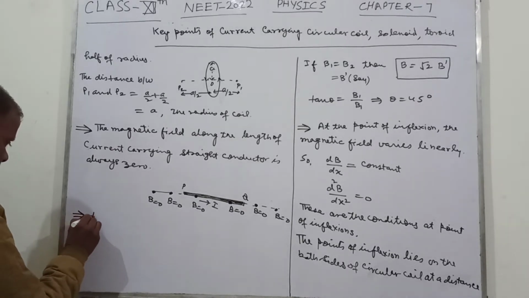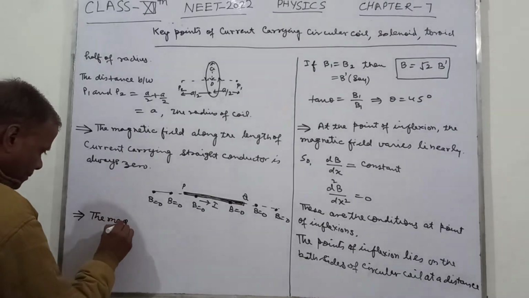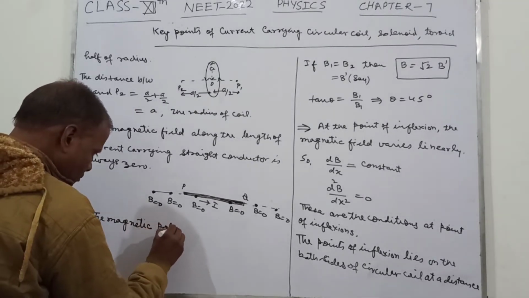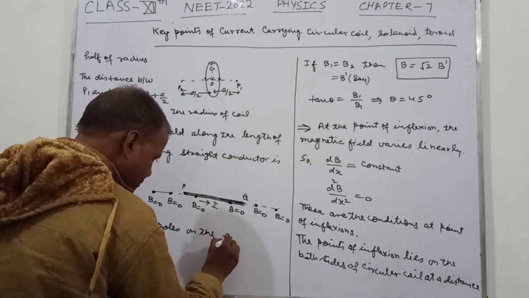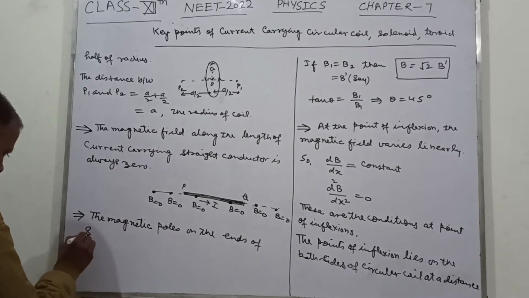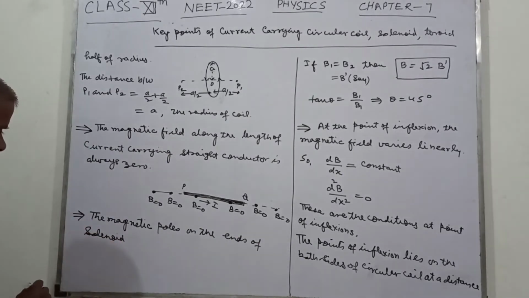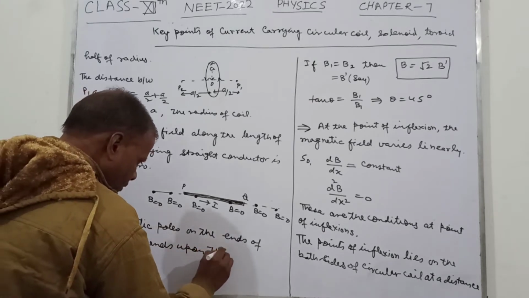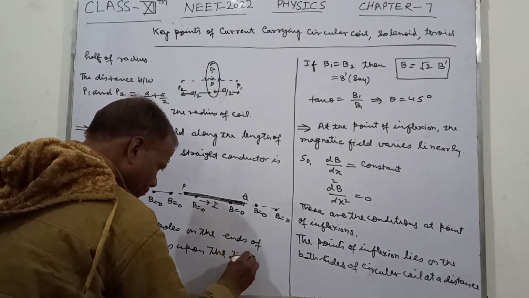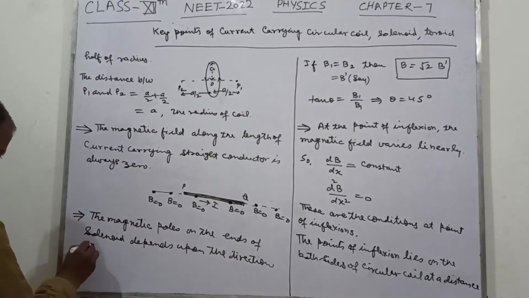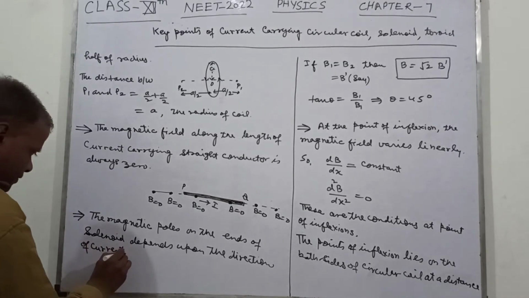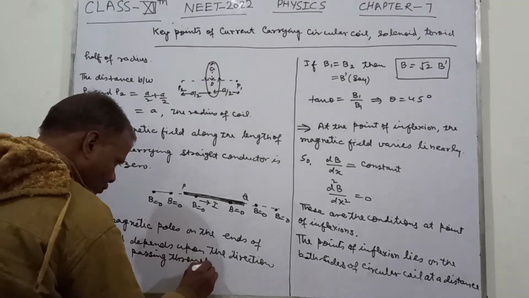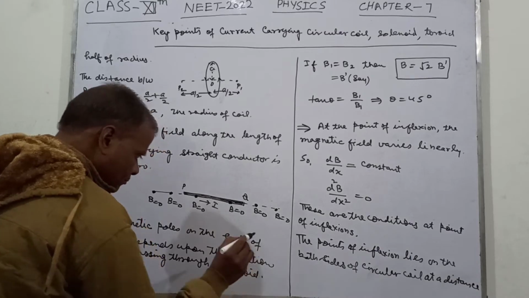Now this is to this one, the magnetic pole pieces, magnetic poles on the ends of a solenoid depend upon the direction of current passing through the solenoid. So that is how.